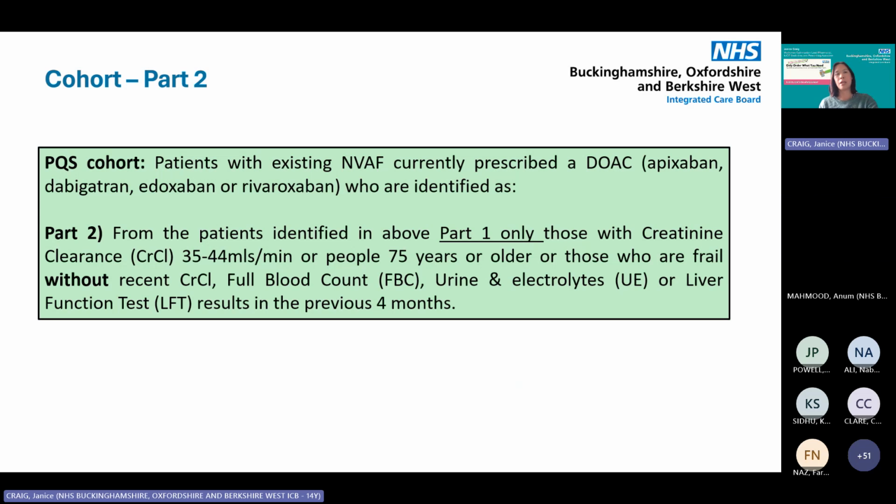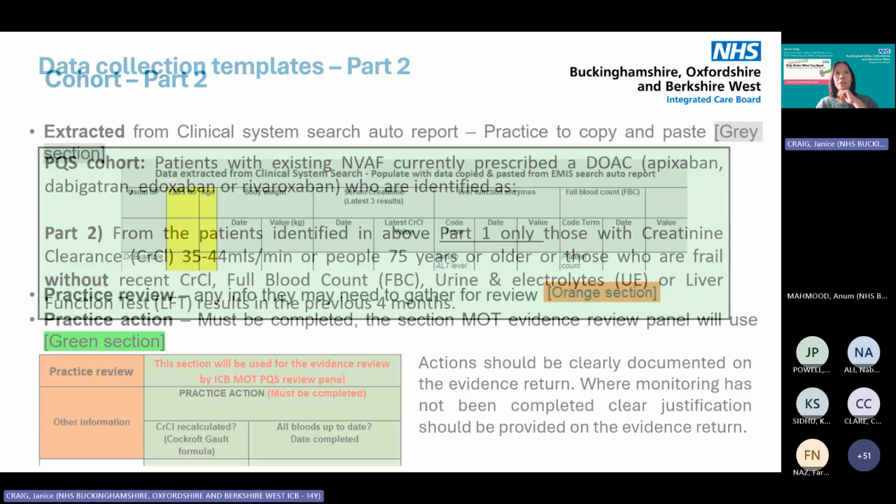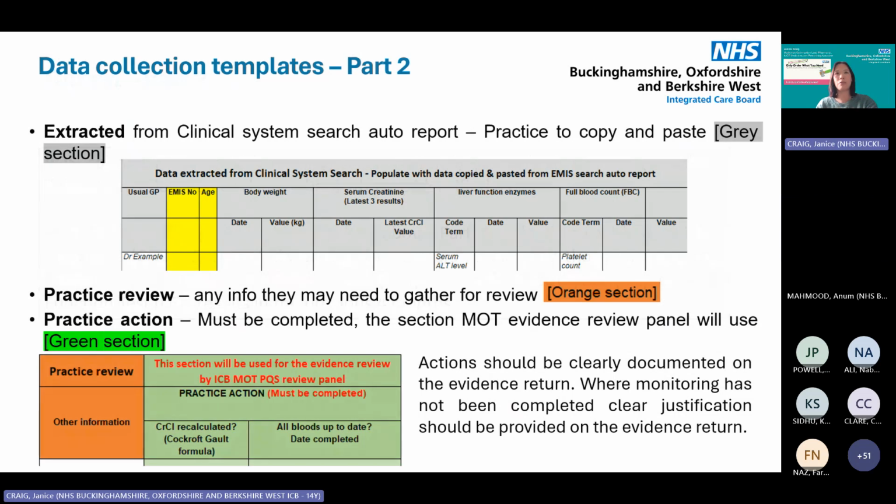So the patients with creatinine clearance 35 to 44 mils per minute, or those over 75 years, or those who are frail, where they haven't got recent bloods within the last 4 months. It used to be 6 months, but it's come down to 4 months. So that's what this section will pull in the search. Again, it's the same kind of information, though obviously slightly different baseline information that will pull out from the auto report, which is why there's a separate tab for this.